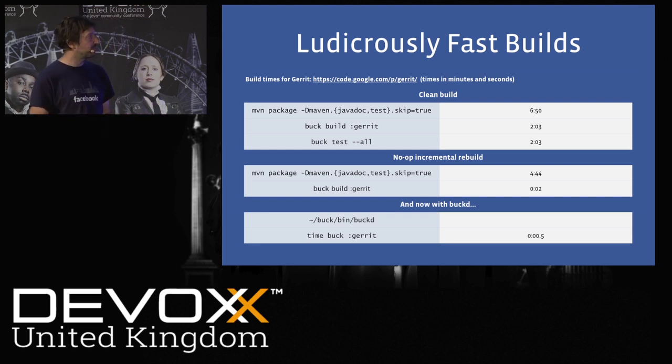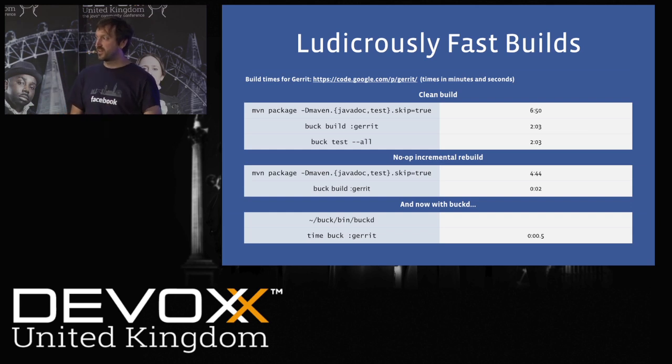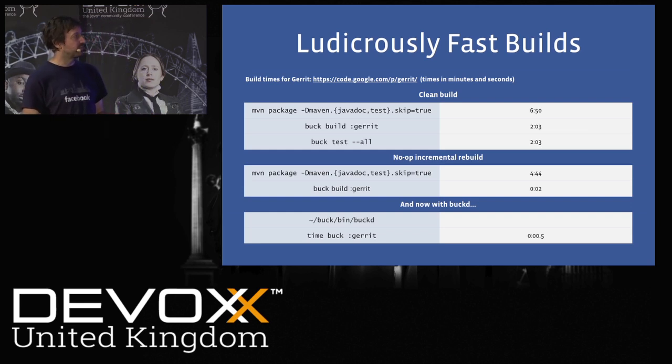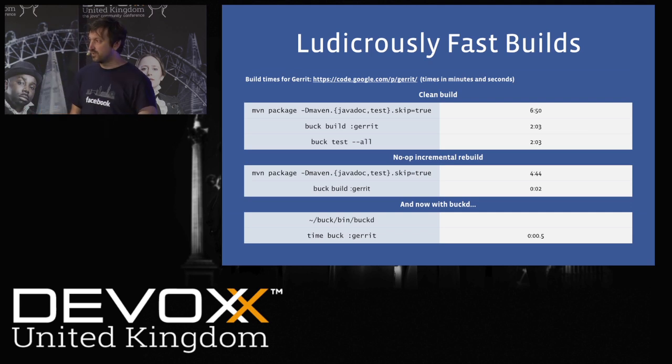And that gave them the time to also run all their tests, which took 2 minutes and 3 seconds. So in the time it took to do a build and run all their tests, it was still 2 minutes faster than the time it took for them to do a single Maven build.